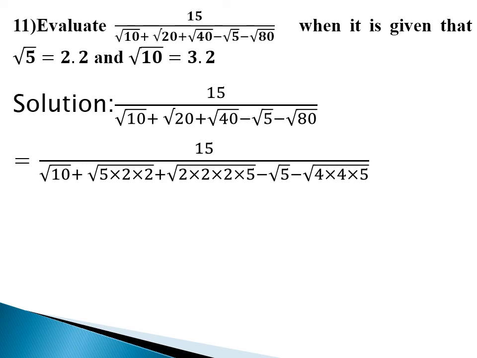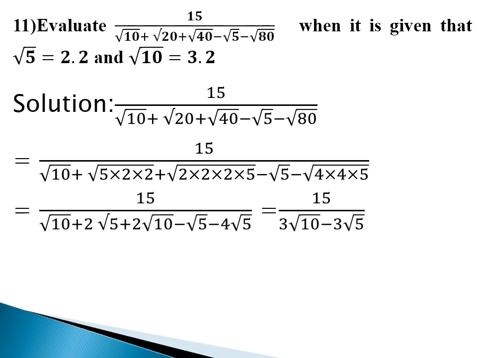Now the next term is root 20. Root 20 can be written as 5 into 4. 4 can be written as 2 into 2. So 5 into 2 into 2. Similarly, root 40 can be written as root of 2 into 2 into 2 into 5. Root 5 we are not changing because the value is given there. Root 80 can be written as 4 into 4 into 5 in the root. Now taking the square root from that one, 15 by root 10 plus 2 root 5 plus 2 root 10 minus root 5 minus 4 root 5.